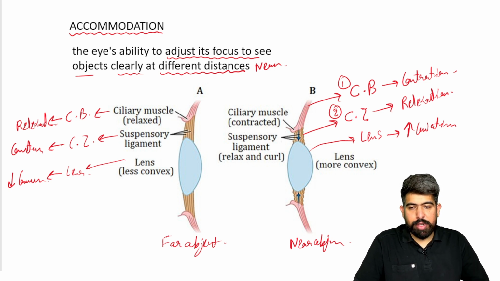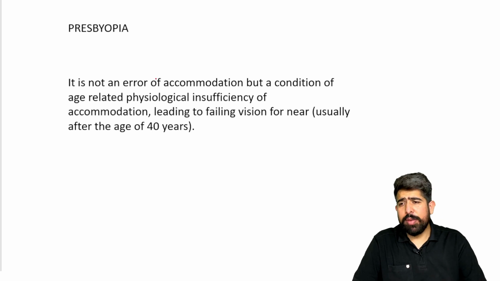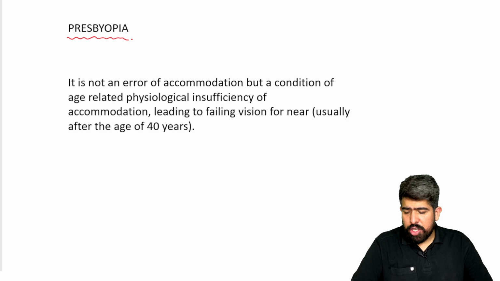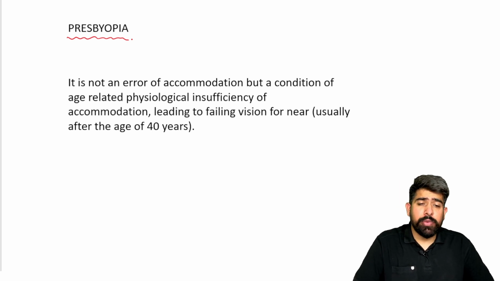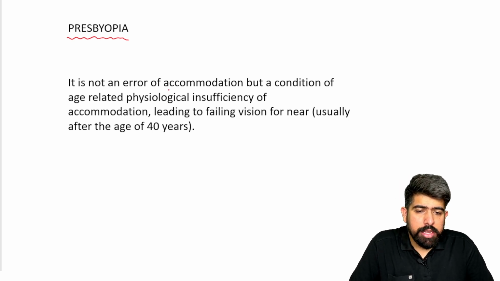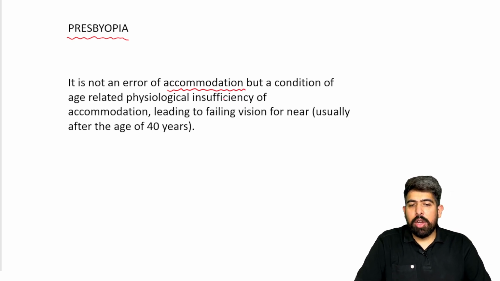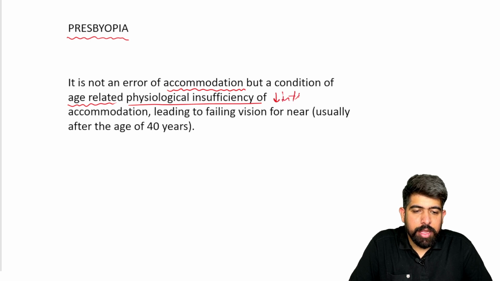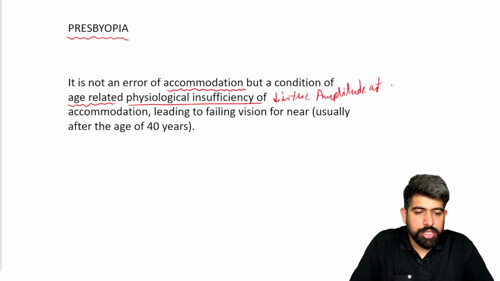Just related to accommodation, one more thing you have to know, which is known as presbyopia. Now, what is the meaning of presbyopia, guys? It is not a type of refractive error. It is a loss of accommodation. It is not an error of accommodation, but a condition where, with age, there is a physiological insufficiency, or physiological decrease, in the amplitude of accommodation.